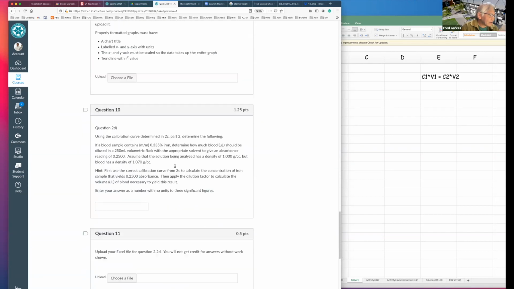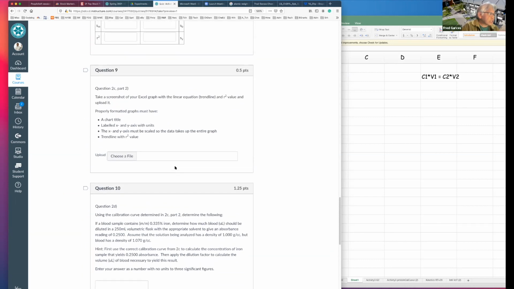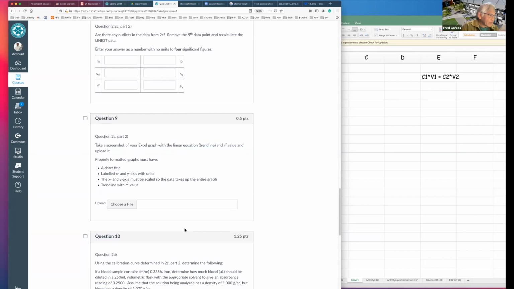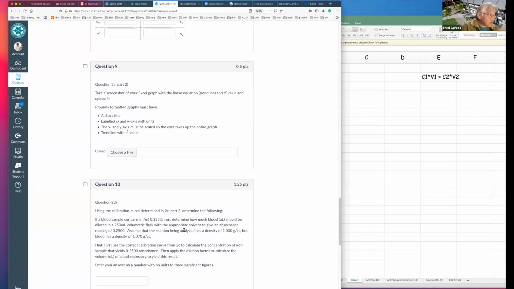And then your very last problem is a tough one. What you need to do is you need to use this graph that you generate here for this problem. Okay, the graph that you generate is like a calibration curve. So from the calibration curve, you're going to look for the iron that has 0.335%, and you're going to calculate information from that graph.